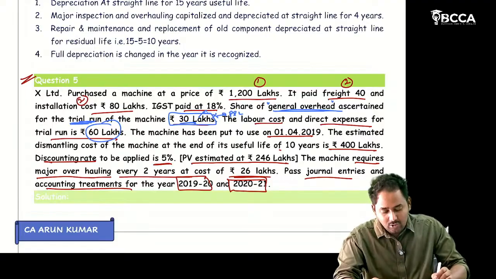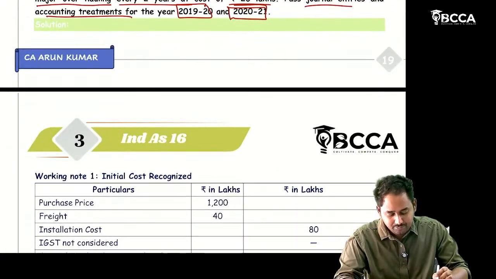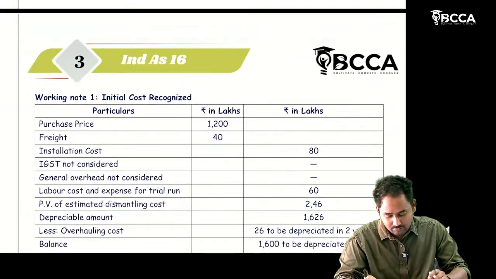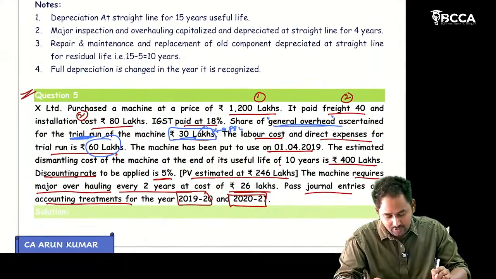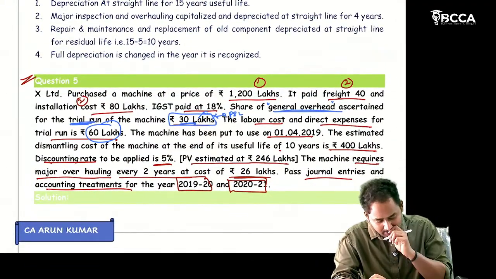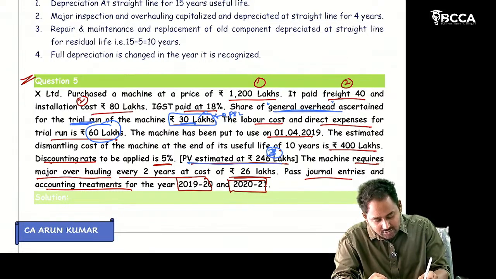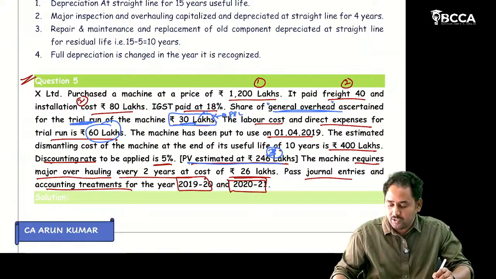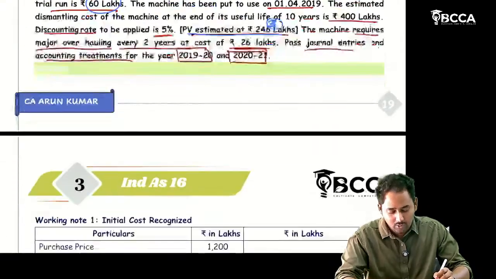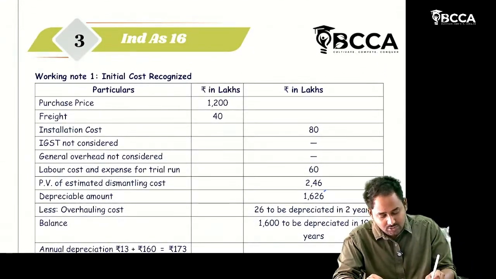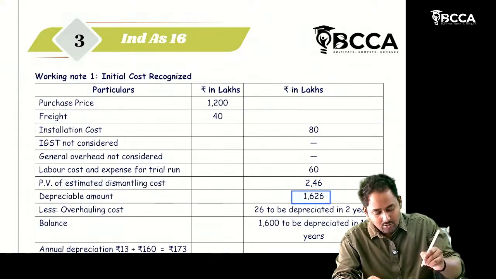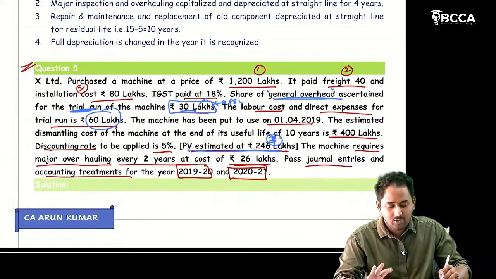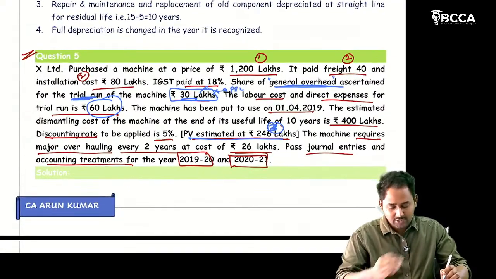Now what is the total cost of the asset? 1380. Then here one more thing. What is the present value of the estimated dismantling cost? This is the third element. It should be added to the 1380, that is 246. Total how much? 1626. So this is an easy aspect till now. Then the new concept is arising here.